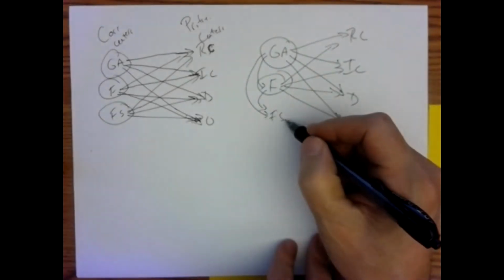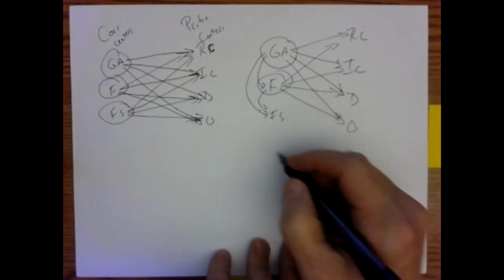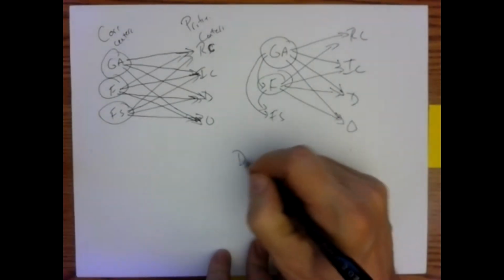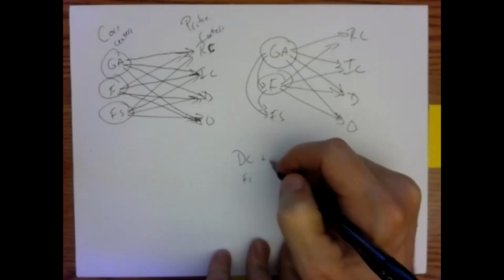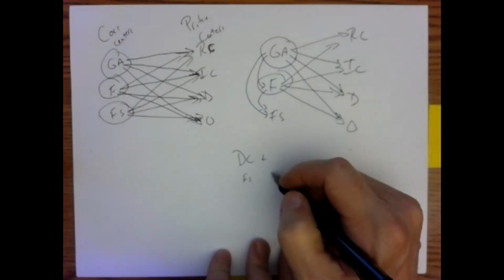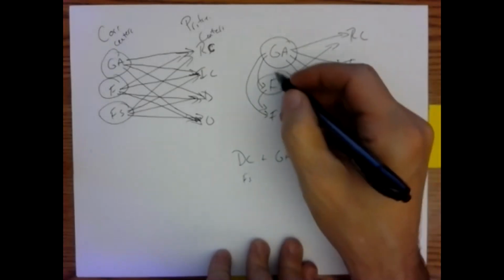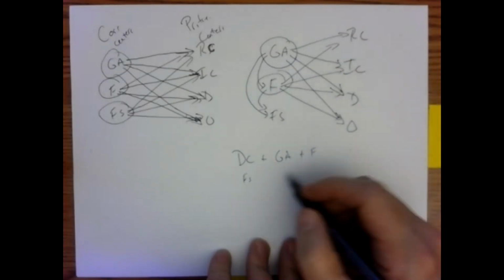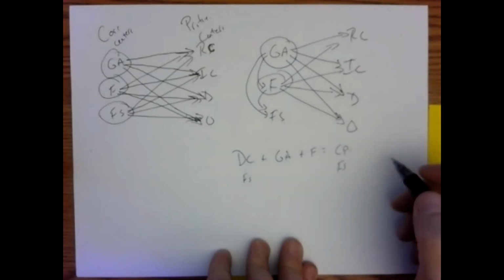So now financial services, we go to calculate the cost pool for financial services: the direct costs for financial services plus a little bit of general administration plus a little bit of facilities to create the cost pool for financial services.